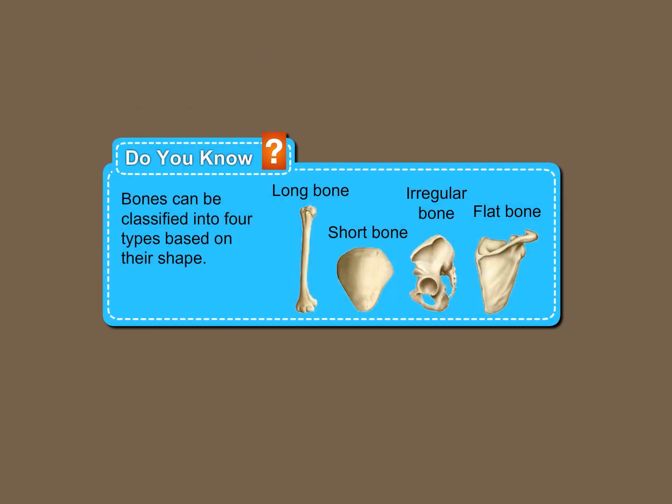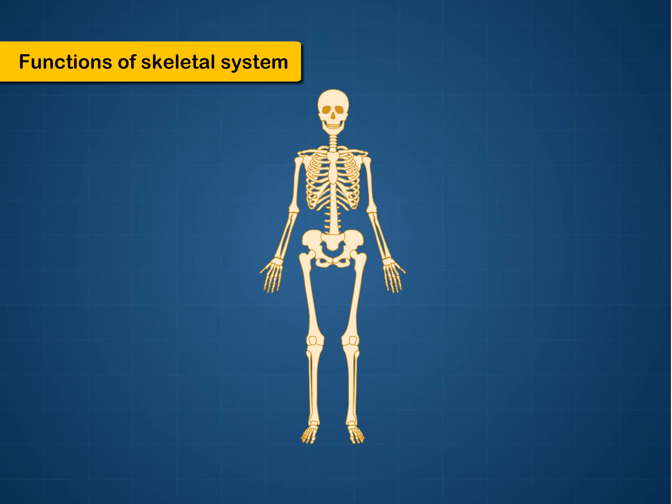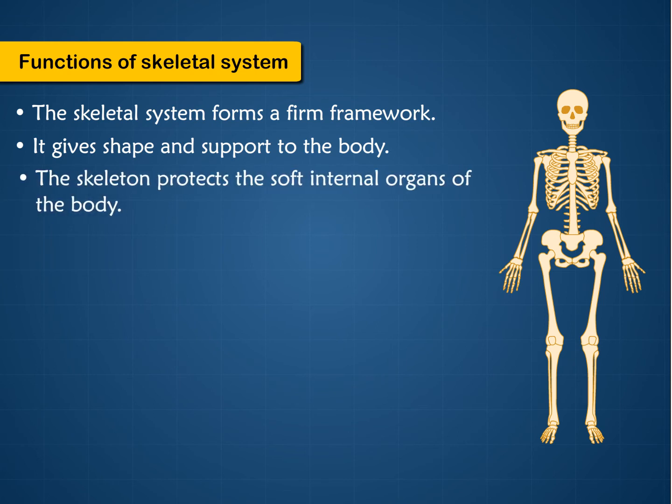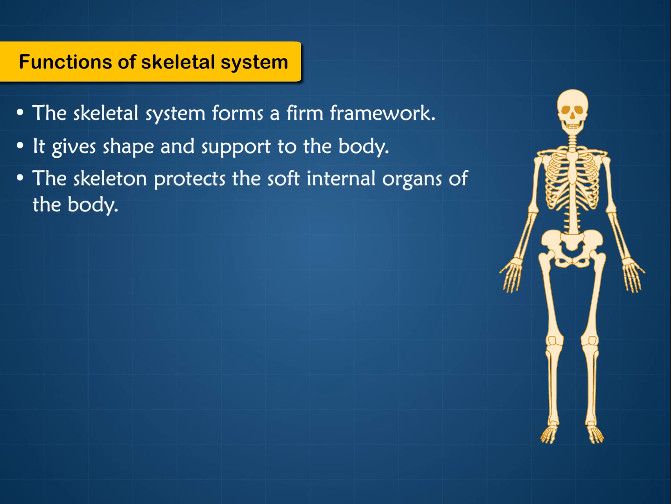Do you know, bones can be classified into 4 types based on their shape: long bone, short bone, irregular bone, flat bone. Functions of the skeletal system. The skeletal system forms a firm framework. It gives shape and support to the body. The skeleton protects the soft internal organs of the body.